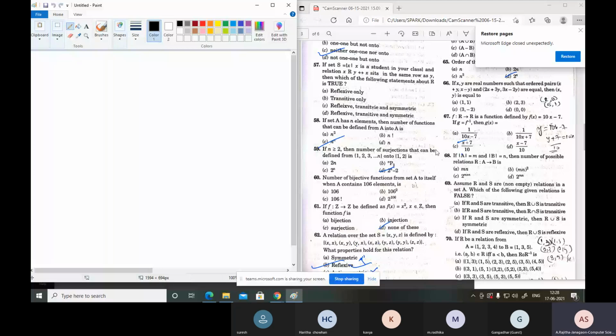Now assume R and S are relations on set A. Which of the following statements is false? Here, R inverse S is transitive. So this one is false. If R and S are transitive, then R intersection S is transitive. If R and S are symmetric, R inverse S is symmetric. If it is reflexive, R inverse S is also reflexive.